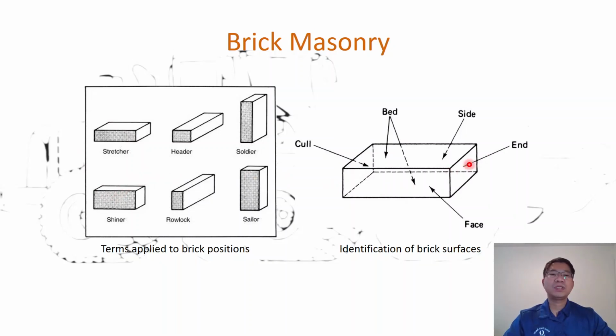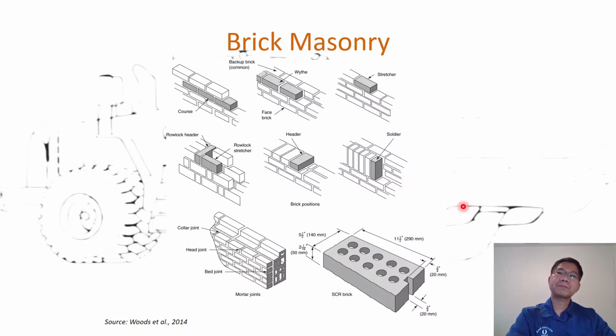If you look at the brick, this is how people identify the surfaces of a brick: the bed, top and bottom; the face, the outside; the opposite side, which is the side; the end; and the curve. It also has different names depending on how the brick is positioned in the masonry.